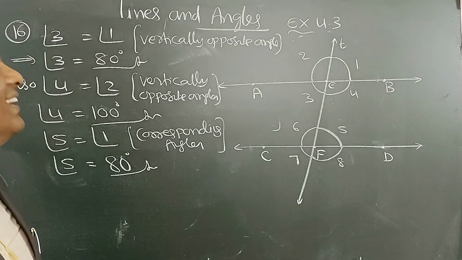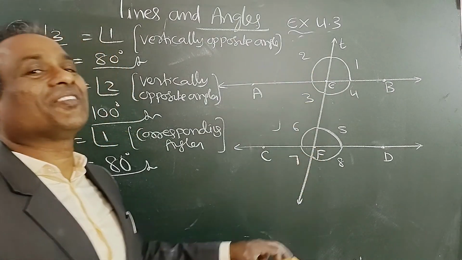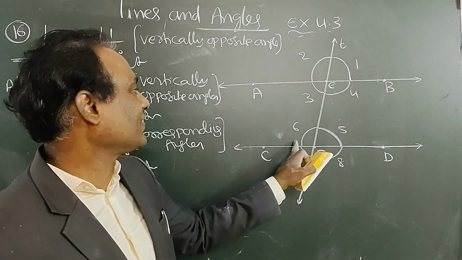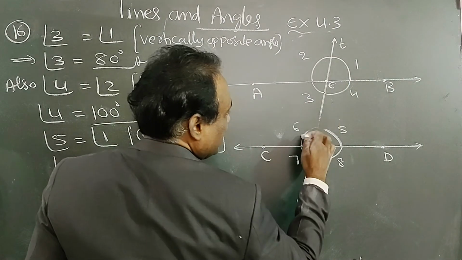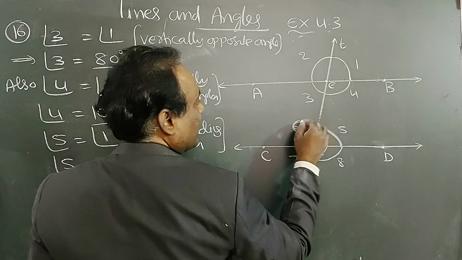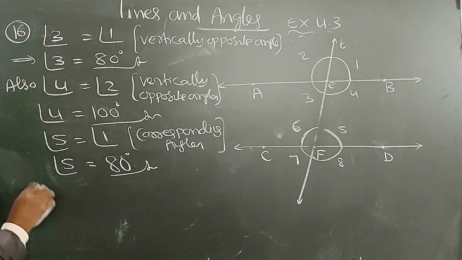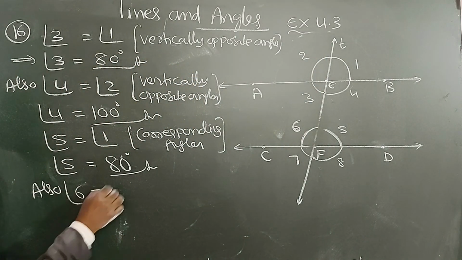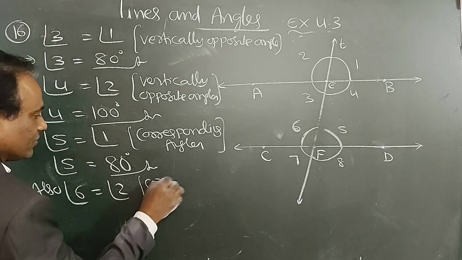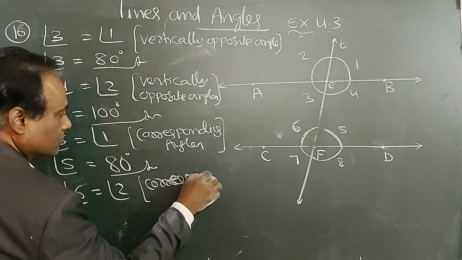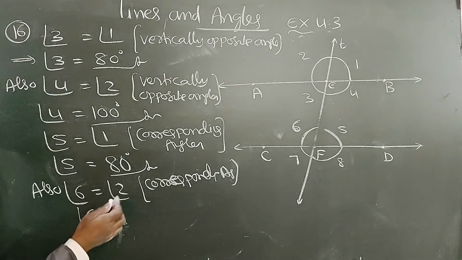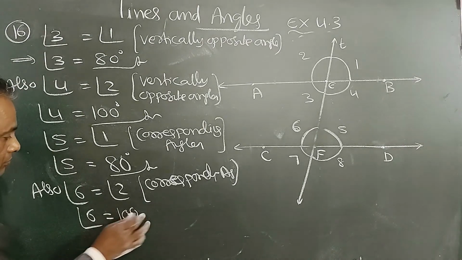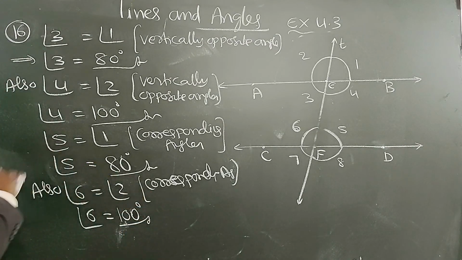We got angle 5. Now, angles 2 and 6 are corresponding angles. Angle 6 is equal to angle 2, corresponding, on the same side of the transversal, exterior and interior. Angle 2 is 100, so angle 6 is also 100.